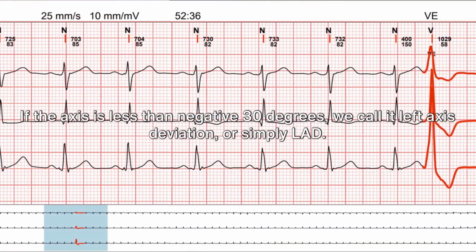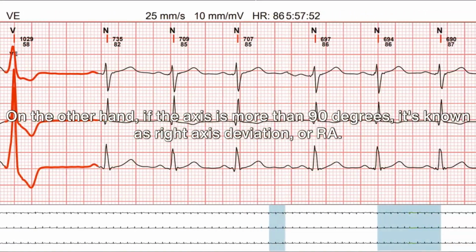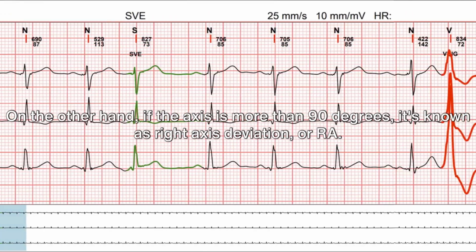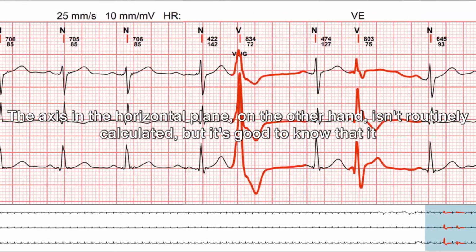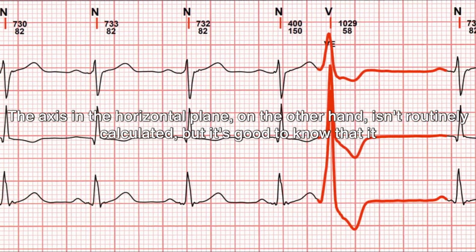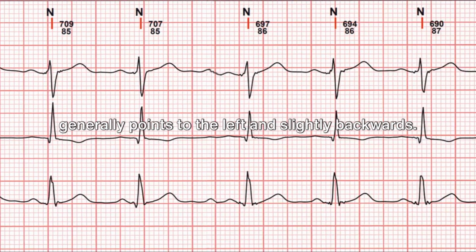If the axis is less than -30 degrees, we call it left axis deviation, or simply LAD. On the other hand, if the axis is more than 90 degrees, it's known as right axis deviation, or RAD. The axis in the horizontal plane, on the other hand, isn't routinely calculated, but it's good to know that it generally points to the left and slightly backwards.